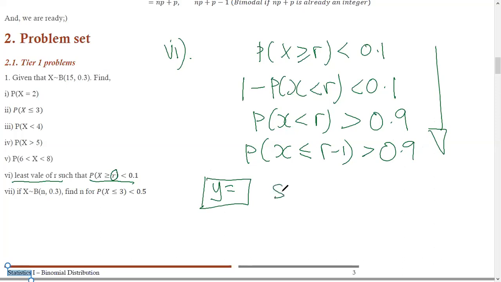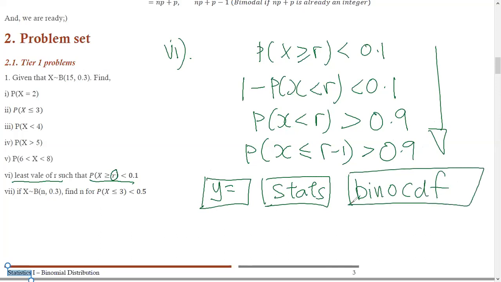So y equals, then go to stats, then choose your binomial CDF. Then you insert. Once this is done, you will go to the table. The table will give you the set of values that you need.